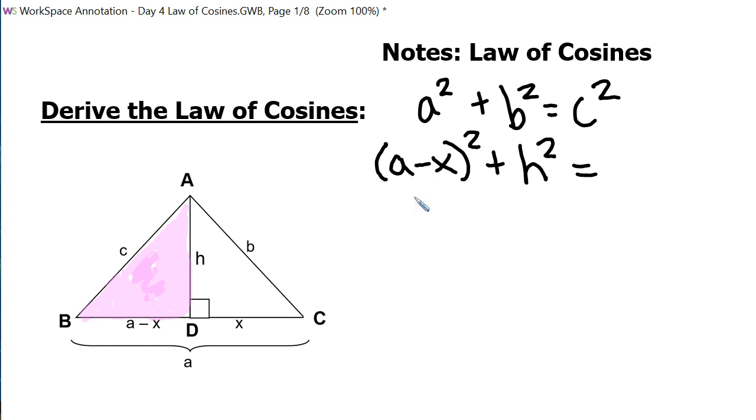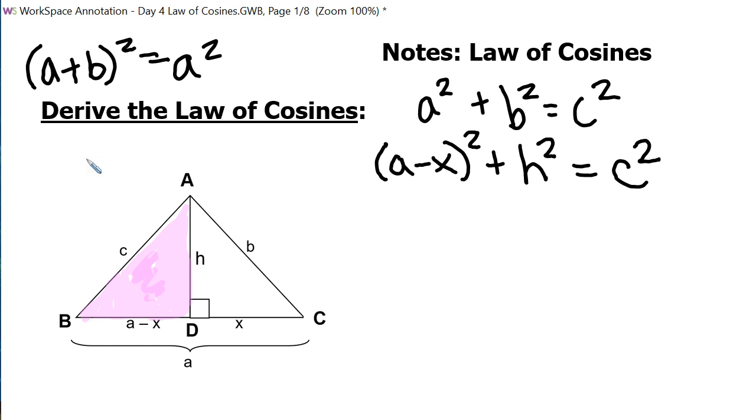And what is the hypotenuse for that right triangle? C. So this would be c squared. Now remember our shortcut when you square a binomial? If I have a plus b squared, you take the first term and square it, which would be a squared. You multiply these and double it, so that would give us 2ab. And you square the last term, so that would be b squared. So let's go ahead and square that binomial using our shortcut.